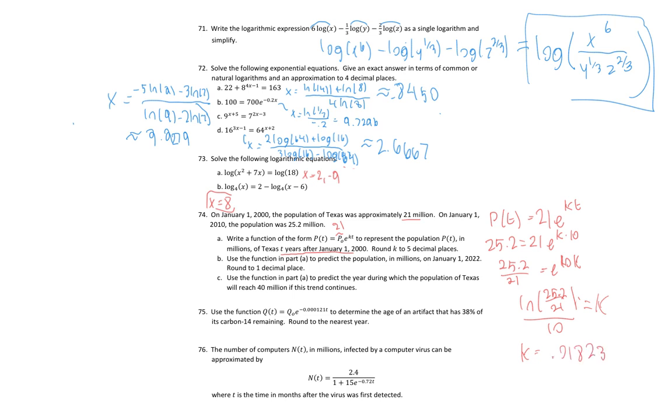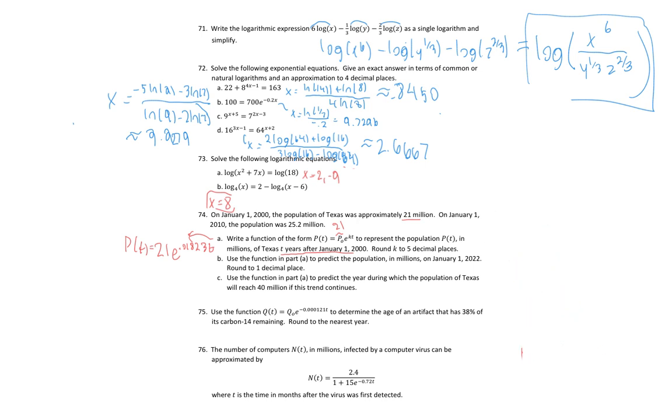Okay, so what does that mean for our answer for part A? Well, that means I'll put it over here, that p of t will be 21 e to the 0.01823 t. And that is our model for it. Now I'll erase this and we'll look at the next one.